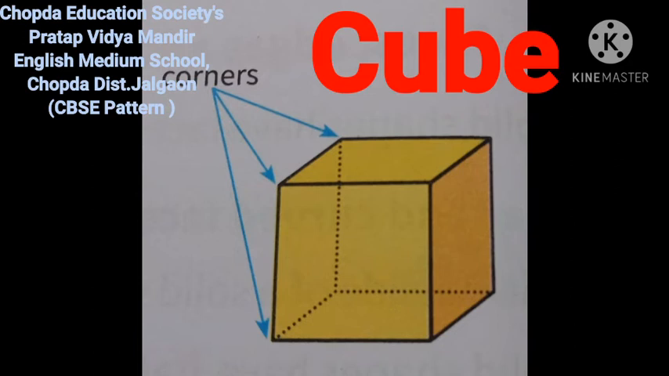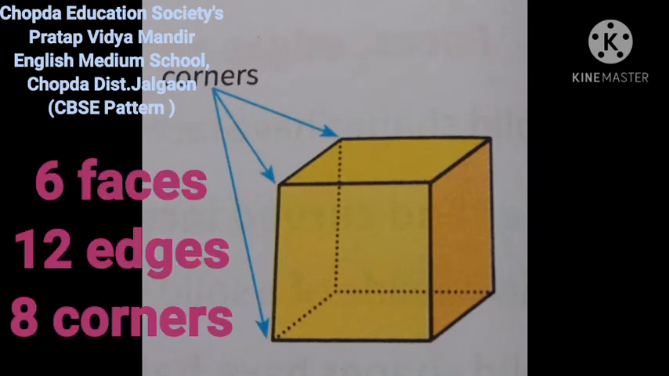The first property of a cube is all the sides in a cube are equal. As well as every face is a square, and this cube has 6 faces, 12 edges and 8 corners. You always remember that this cube has 6 faces, 12 edges and 8 corners.